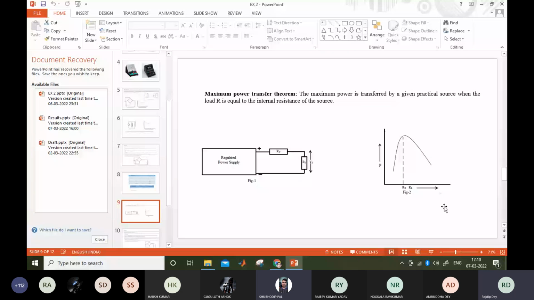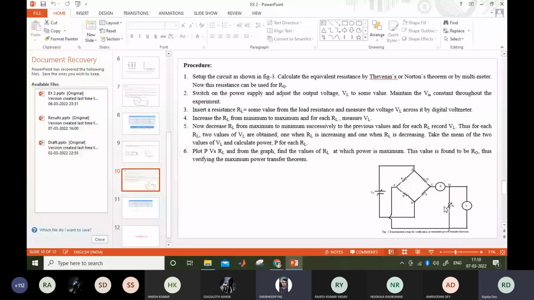And that you need to plot. Here you can see the procedure is again the same. We have to set up the circuit, switch on the power supply, insert the load resistance, and increase or decrease the load resistance from minimum to maximum value, and for everything we have to measure VL and IL. Once we have measured VL and IL, we can calculate RL and PL, the load power. Once load power is calculated, we go for step number 6, plot P versus RL, and from the graph find the value of RL at which power is maximum.